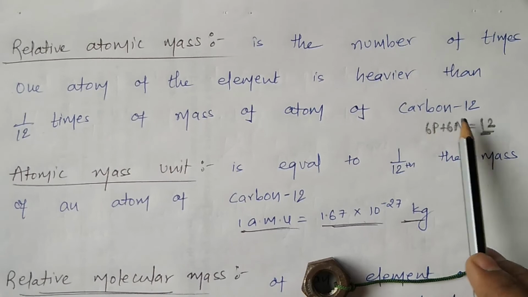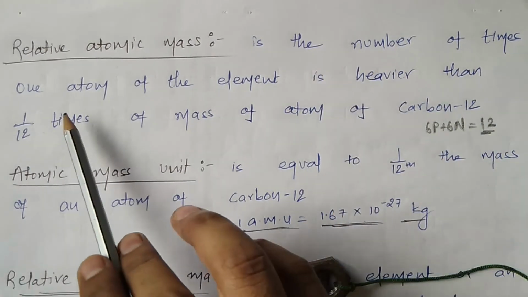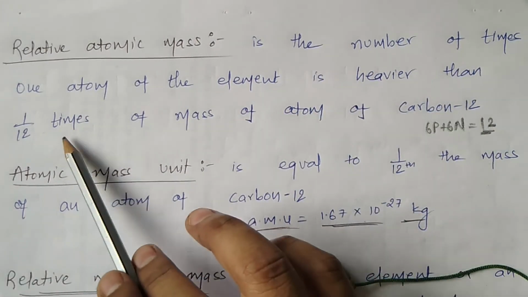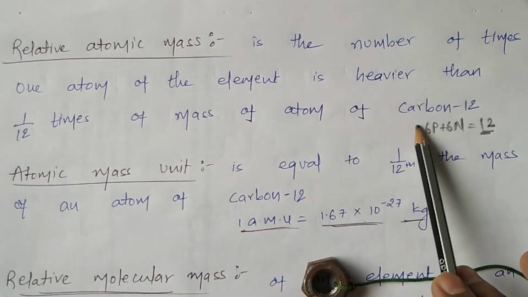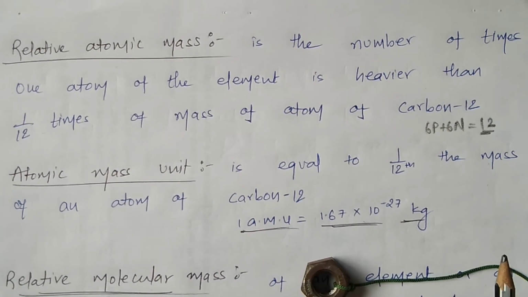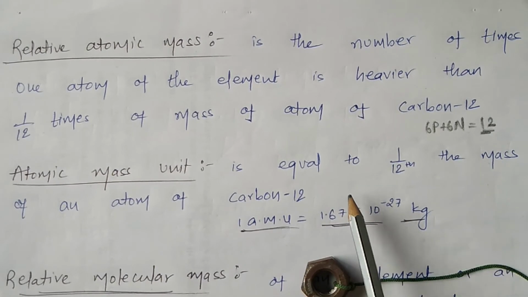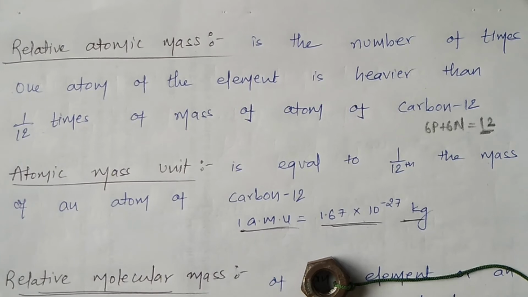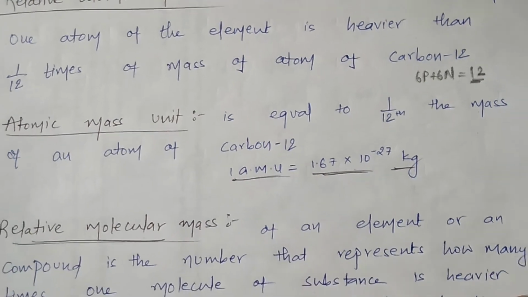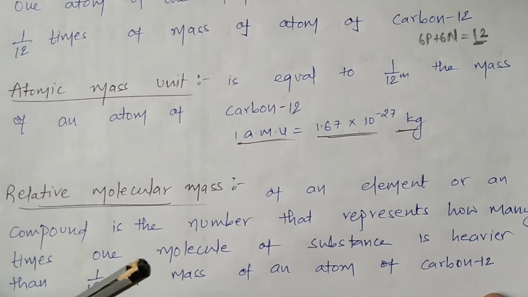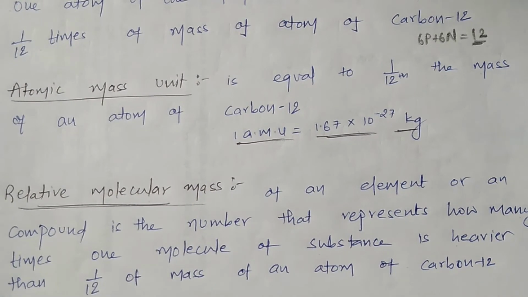1/12 of carbon-12. So it is the number of times one atom of an element is heavier than 1/12 of the mass of an atom of carbon-12. Is that clear? Very easy to understand. Make one AMU, and the given atom is how many times heavier than one AMU, that will give you the relative atomic mass. Similarly, when I say relative molecular mass, it is one and the same. How many times that molecule is heavier than 1/12 of the mass of an atom of carbon.